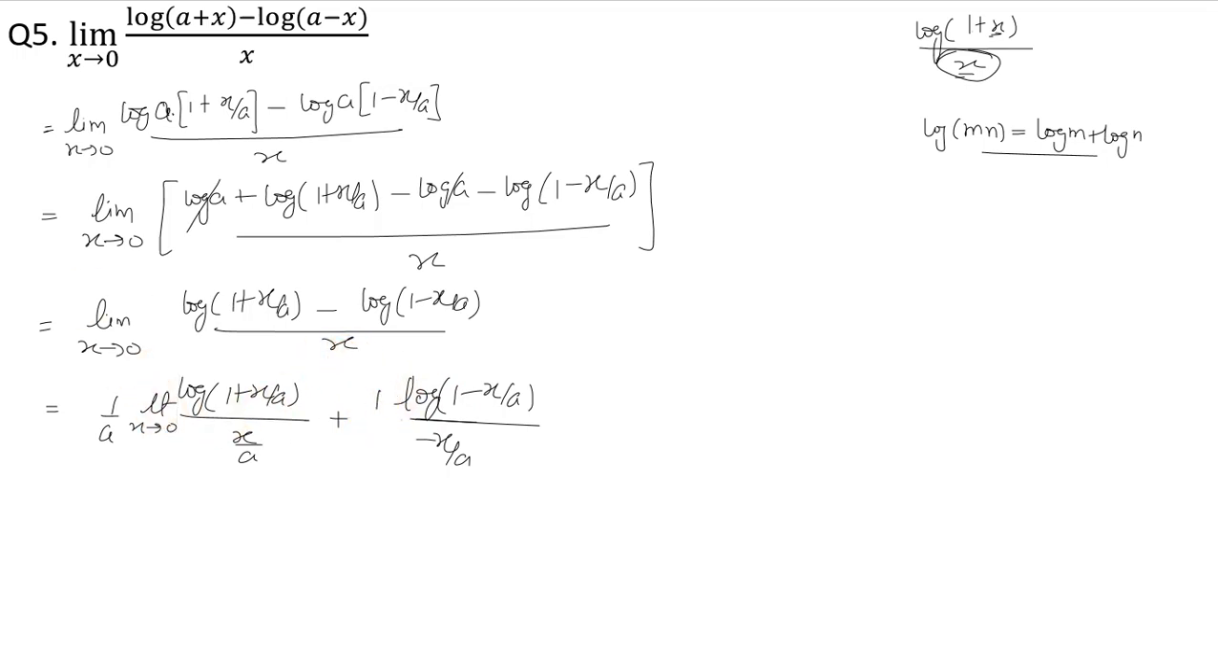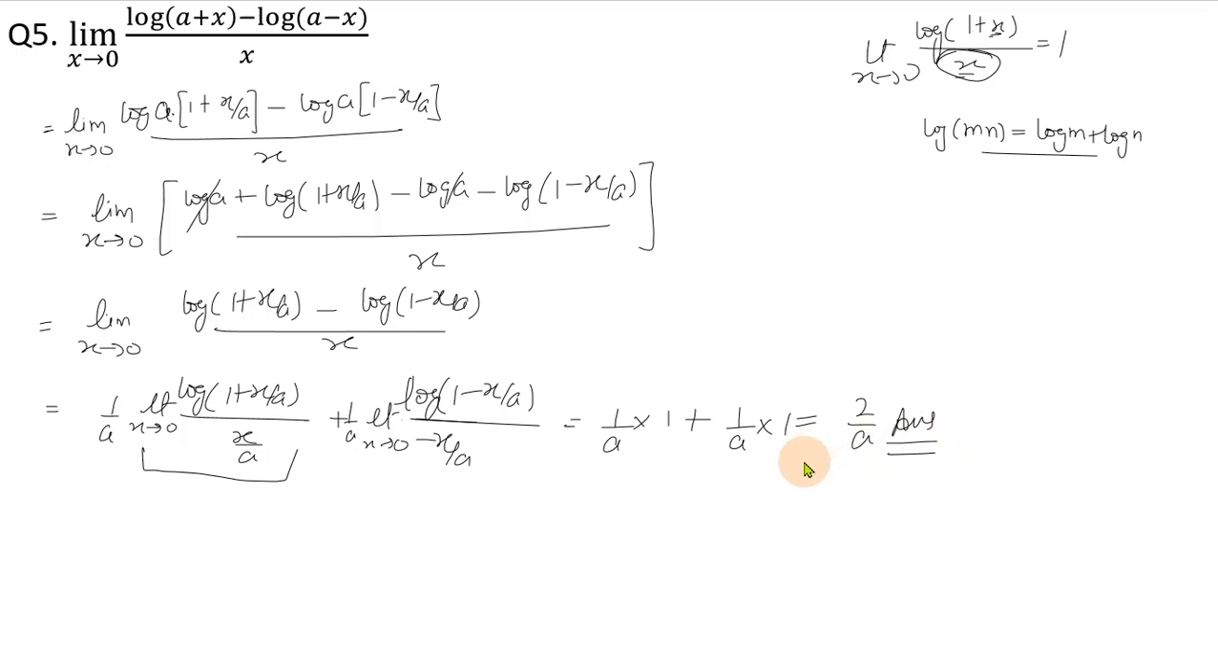Let it be as it is. First we write 1 upon a, limit x approaches 0. So this is 1 upon a, and this term now is reduced to the standard form, limit x approaches 0 of log(1 plus x) upon x. This is equal to 1. So 1 upon a into 1 plus, again this is 1 upon a into 1. So the answer is 2 upon a. I hope this is clear to you.